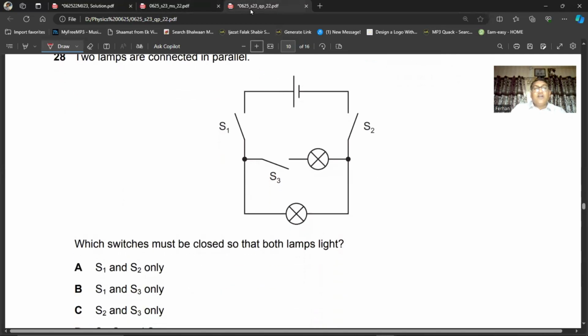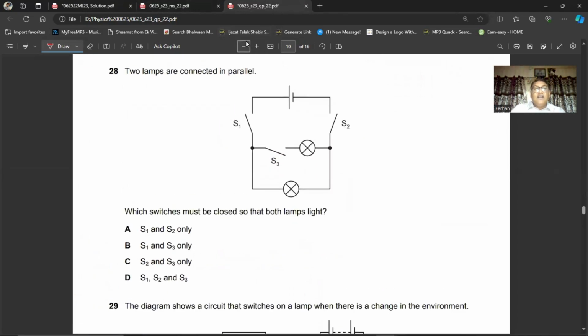Okay. The next question is question number 28. He says, two lamps are connected in parallel. Which switches must be closed so that both the lamps light? Okay, so we have to close this one. We also have to close this one. So you have to close S1, S2, and S3, all of them.